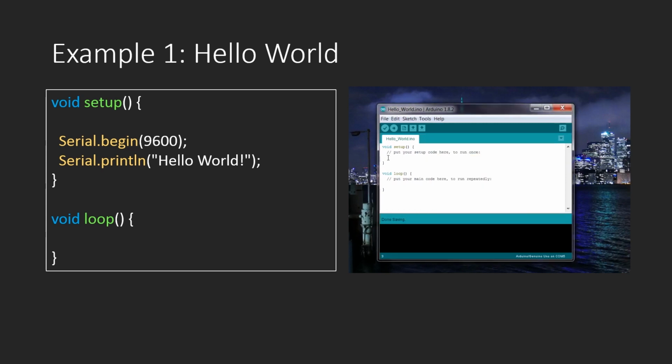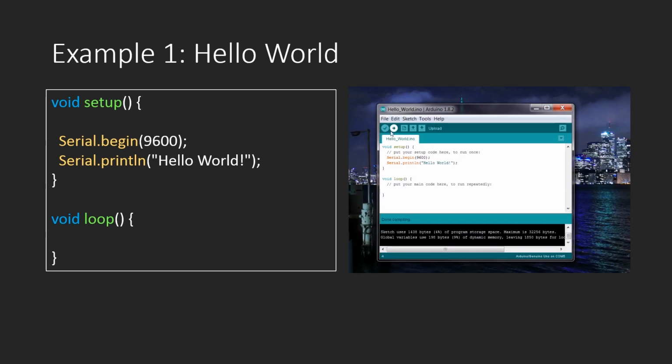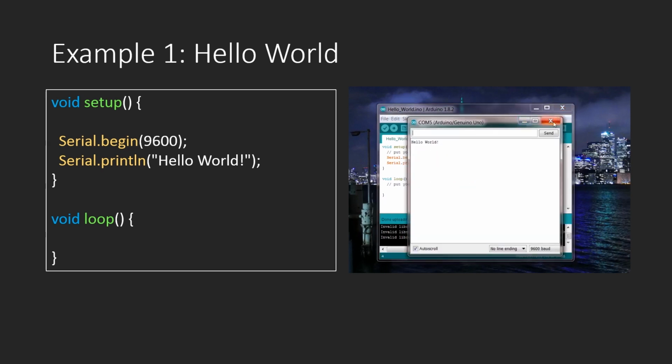Next, we're just going to copy and paste those two lines of code inside the setup function. Click on Verify, and if all goes well, you should see no error messages. Finally, click on Upload and just wait for a few seconds until you see the message done uploading. At this point, open up the serial monitor and you should see Hello World printed on the screen.